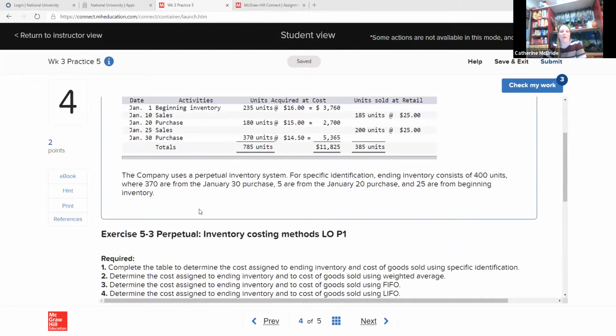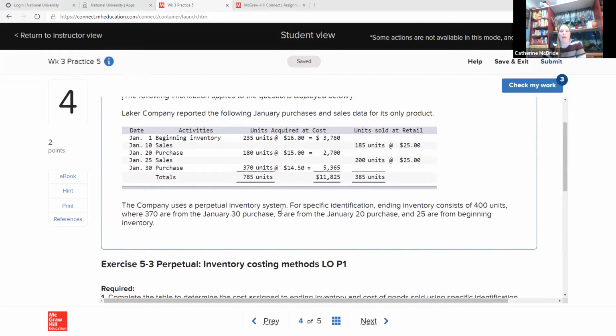I'll tell you later. Okay, so we know that we use the perpetual inventory system. What the perpetual inventory system means is that it's more complicated because we're going to adjust everything after every sale or purchase. On your test, they'll say you're using the perpetual inventory method, but it won't really matter because they won't have sales in the middle. So that's why I say the test is easier.